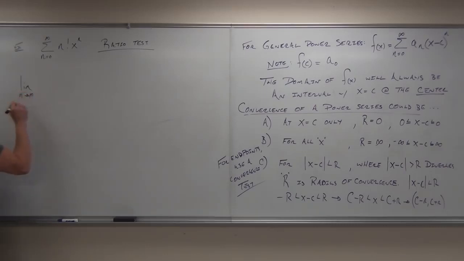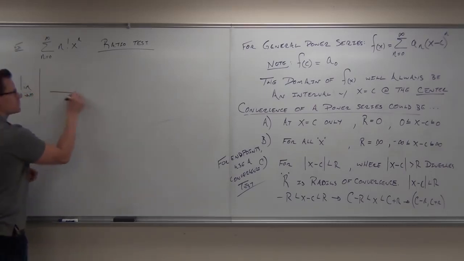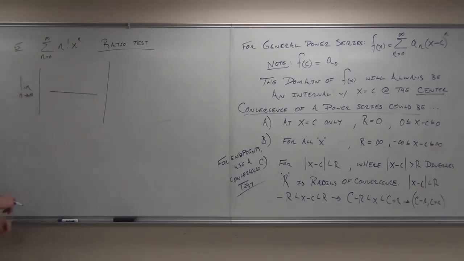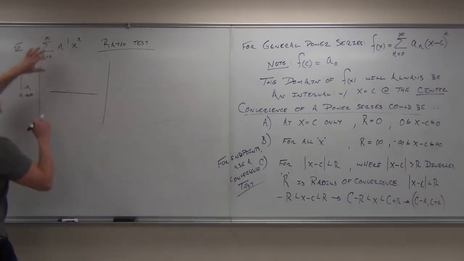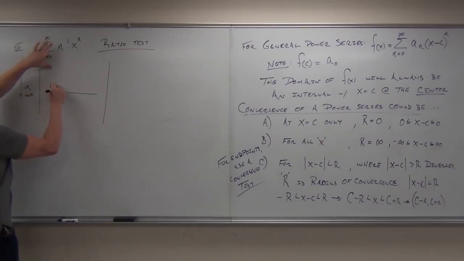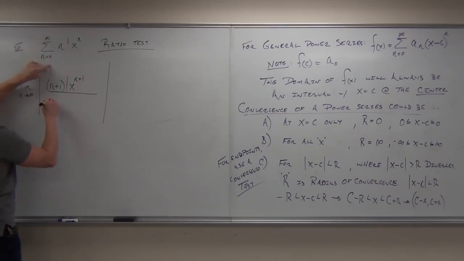I'm going to go quickly through the ratio test because I want to get to the punchline of this problem. So, ratio test would do this. Ratio test would put which one? A sub n plus 1 over A sub n. So we'd have (n plus 1) factorial x to the n plus 1, over n factorial x to the n. Very good.